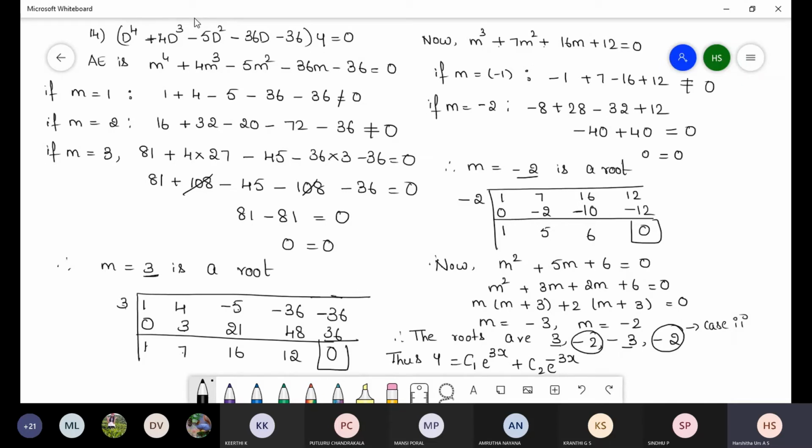Again here now we write the case 2, that is repeated roots, plus already C1 C2 we have written. We have to start with the C3 plus C4x into e power m value is minus 2. So e power minus 2x.